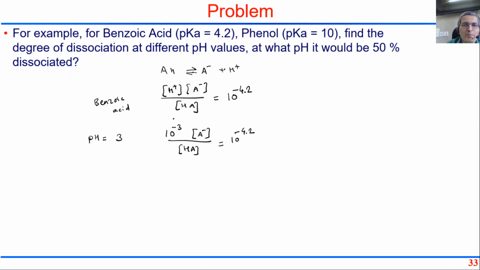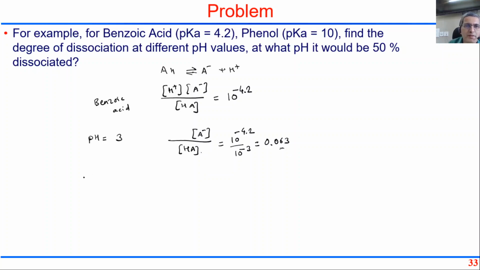So at pH 3, the ratio of A minus to HA is going to be this ratio. Somebody calculate this number, 10 raised to minus 4.2 divided by 10 raised to minus 3. This would be 0.063. Right? So this ratio of A minus to HA would be 0.063.